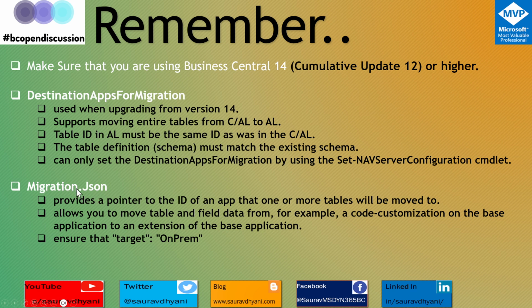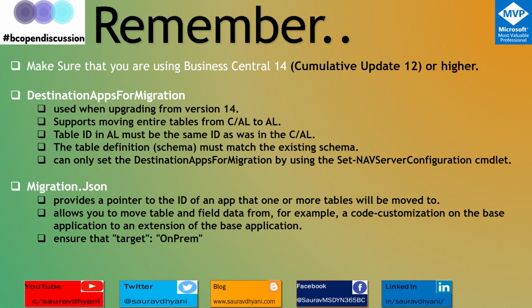This JSON file acts as a pointer to the IDs of the app where table data needs to be moved. It allows you to move table and field data from a CAL-customized base application to an extension of the base application, which we'll be doing here. While building this JSON, as you'll see going forward, you need to make sure that the extension it is part of has a target of on-prem.